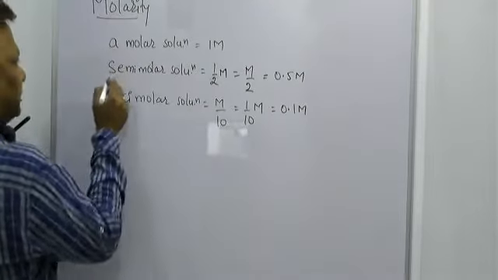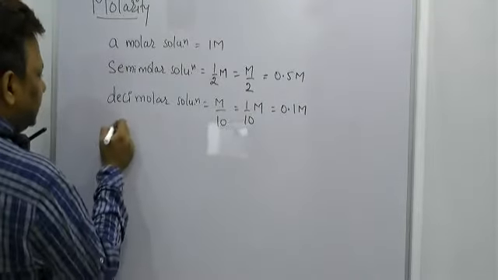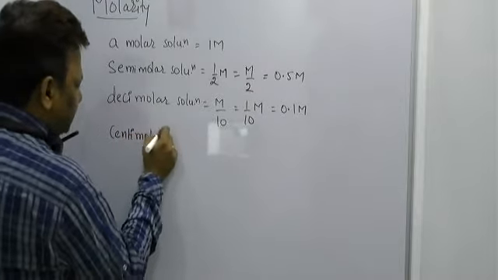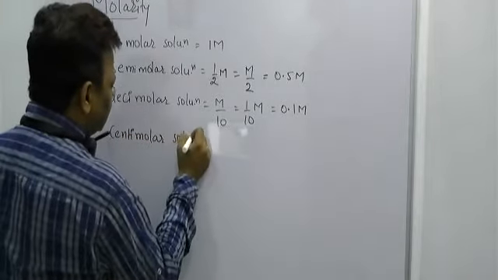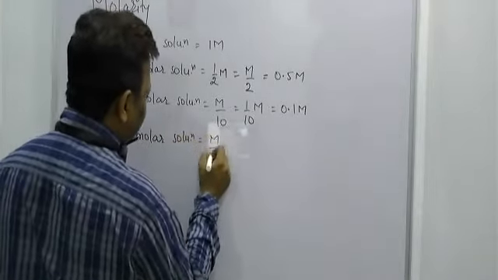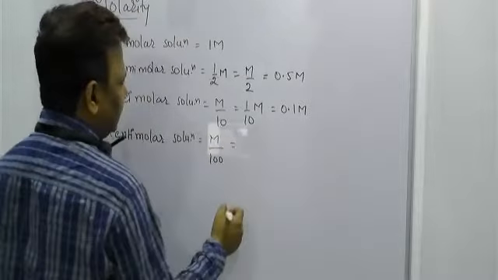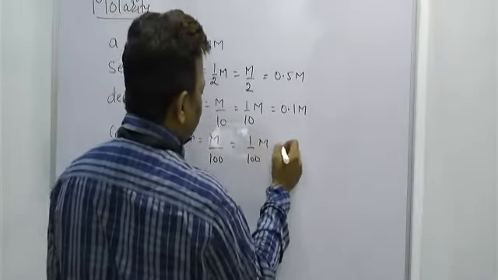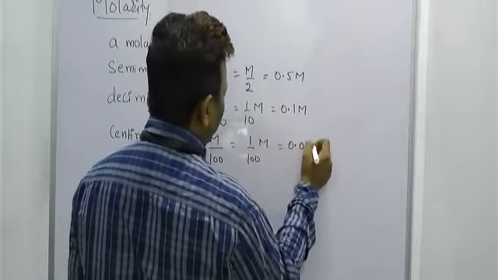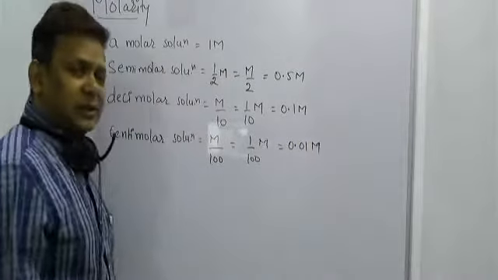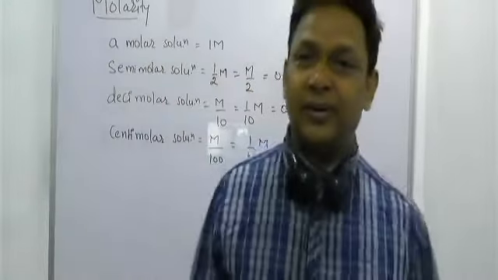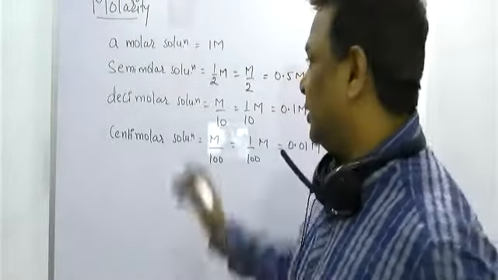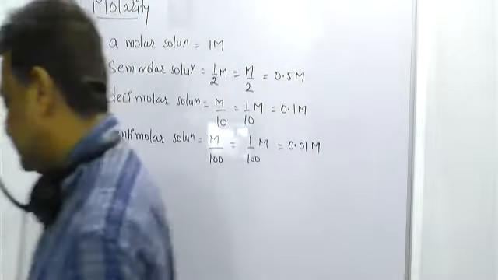So molar, semimolar, decimolar, then centimolar. If the solution is given as a centimolar solution, then it is M by 100. That means it is 1 by 100, and it is 0.01 molar. So these are the few terms we have to remember: molar, semimolar, decimolar, centimolar. Please note this down.